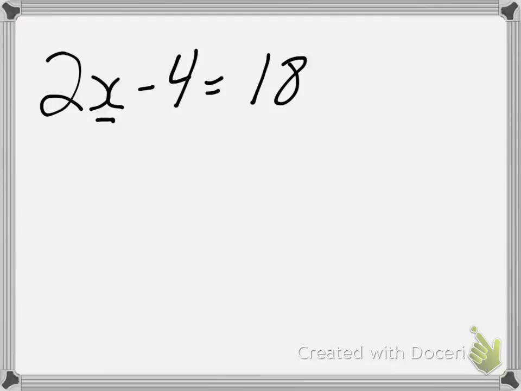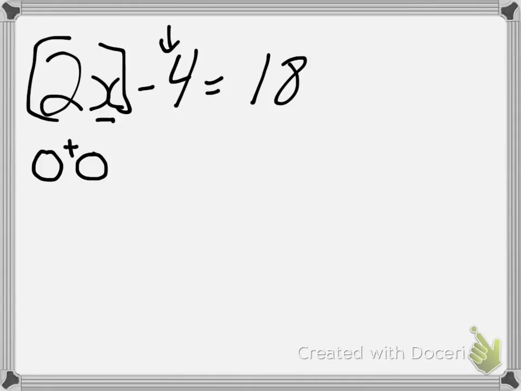So if you take a look, our x is right here. We've got all these things that are associated with x right here. We've got a number of x's, and then we have a subtraction of 4 happening right here. So essentially, 2x means that we've got two groups of x. If we were to draw that out, we have a group of x here and a group of x here, and we're adding those two groups together because multiplication is just a faster way to add.